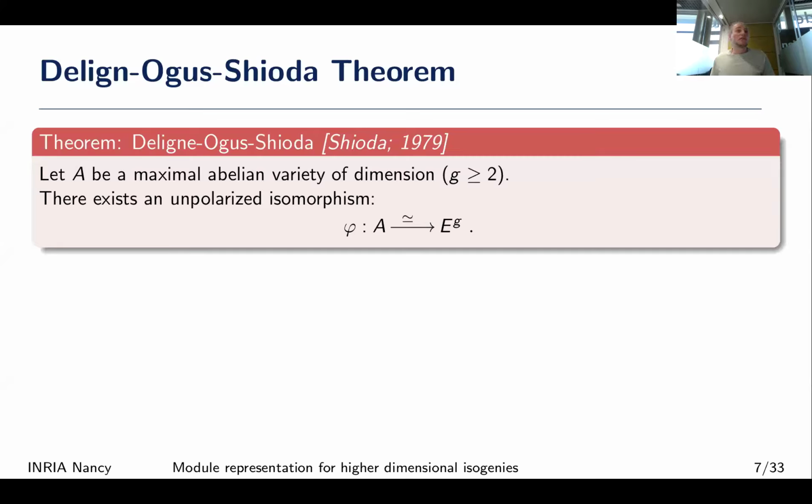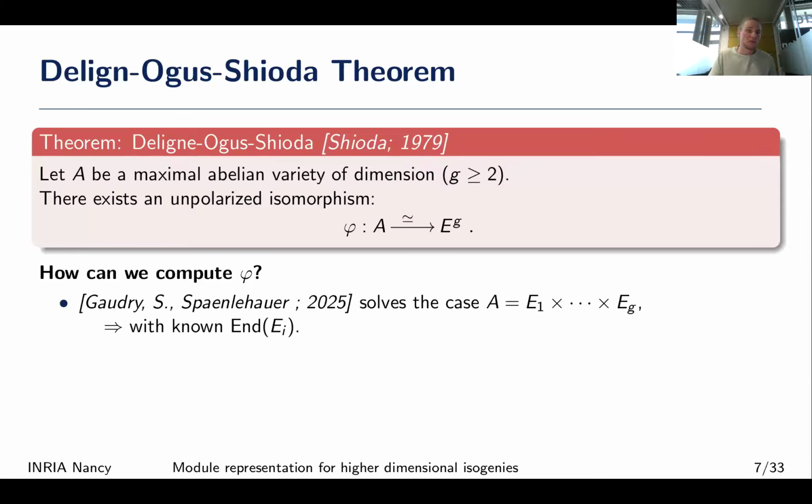And so a natural question arises: how can we compute such an isomorphism phi? Last year, with my supervisors Pierre-Jean Spaenlehauer and Pierrick Gaudry, we tried to give a first answer to this problem, where we solved the case where A was given as a product of elliptic curves. And since we need to compute an isomorphism, we need to assume that we have some extra information, which in our case was the endomorphism ring of the curves involved.